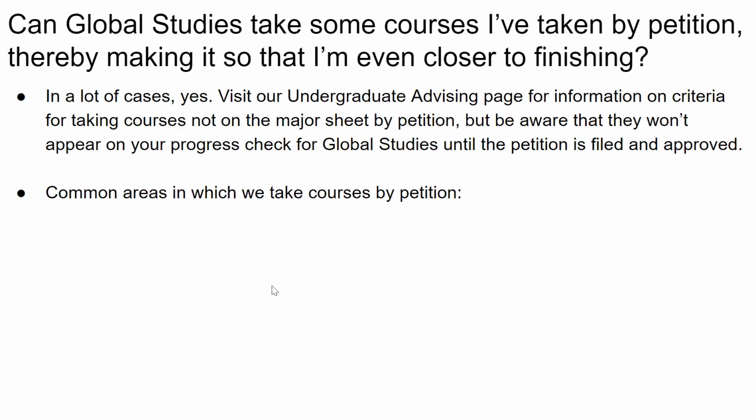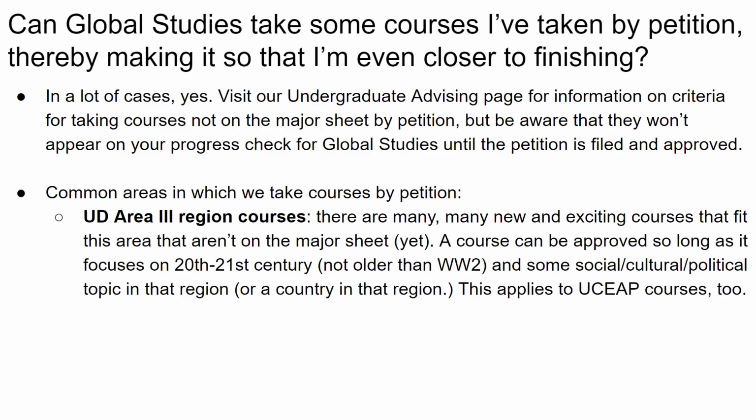Now, some common areas in our major in which you would take courses by petition, in case this speaks to any courses you've already taken for another major or minor or upper division elective: upper division area 3, region courses. There are a lot of new exciting courses that fit in the area that aren't on the major sheet yet. Maybe they don't come up frequently enough for us to put them onto the major sheet. It wouldn't make sense for us to offer them as a choice if they're never offered to be taken. So a course can be approved as long as it focuses on the 20th and 21st century and some social or cultural or political or historical topic in that region for area 3.